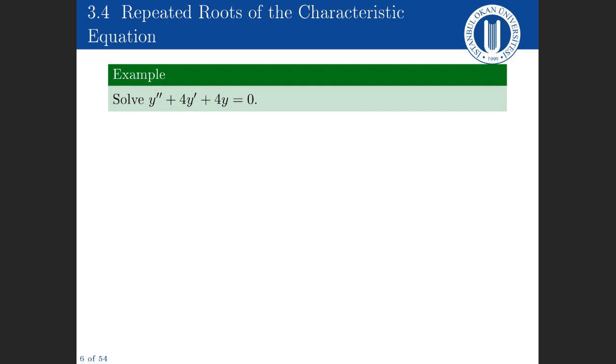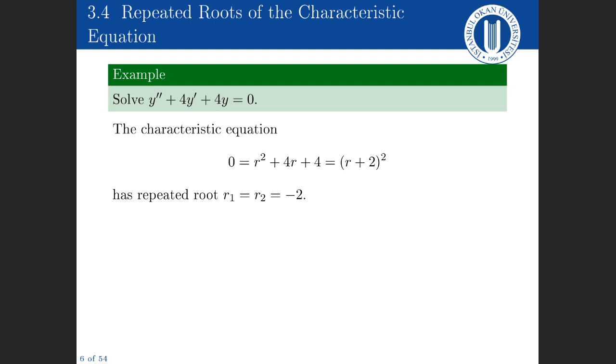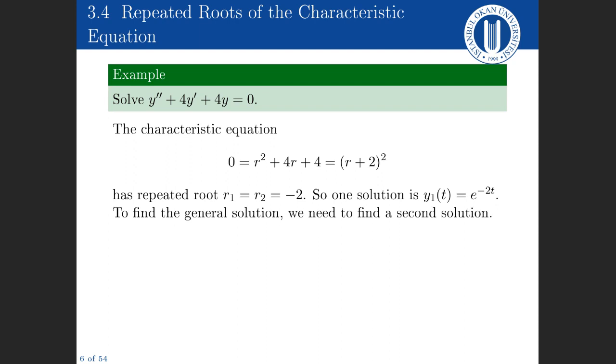For example, let's suppose we want to solve y double prime plus 4y prime plus 4y is equal to 0. The characteristic equation simplifies to (r plus 2) squared is equal to 0. So we have repeated roots. We have the repeated root minus 2. We know one solution. We know that y1 is e to the power minus 2t. We need to find a second linearly independent solution.